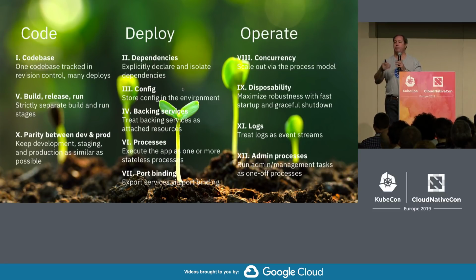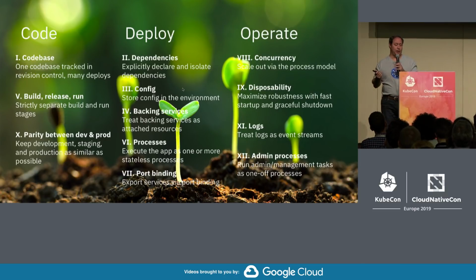Factor 4 here is backing services. You want to treat your backing services as attached resources. The best example of this is being able to attach and detach databases. If you have your database and something goes wrong with it, you should ideally be able to detach that database and attach a new version of the database and not have the world crashing down on you.